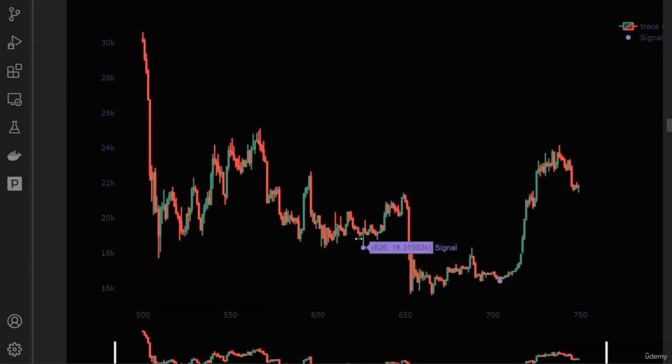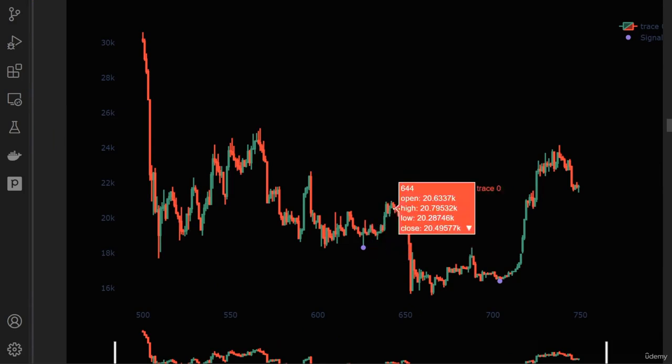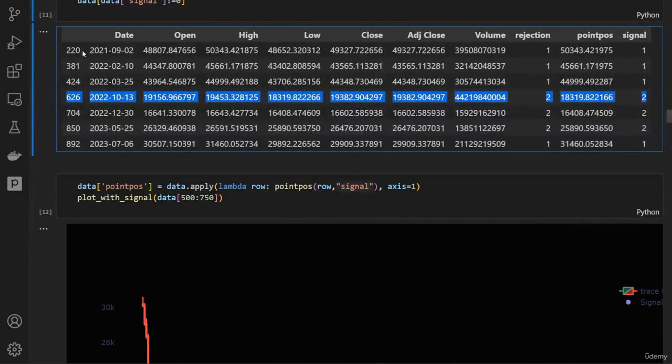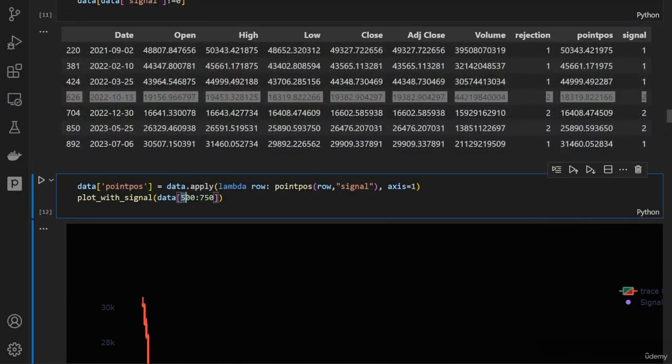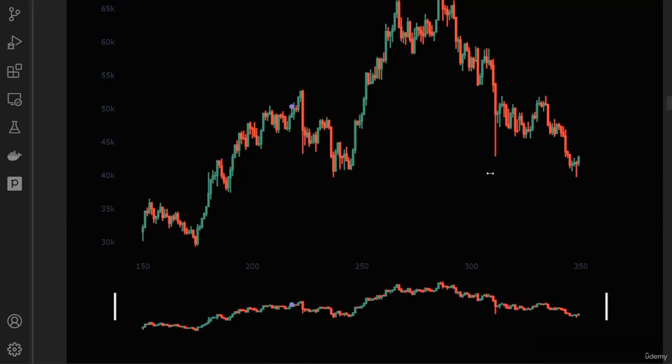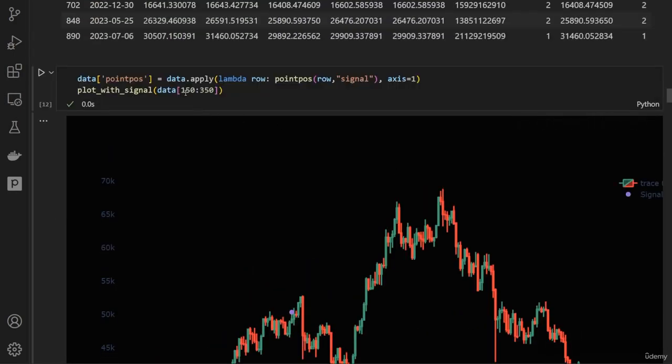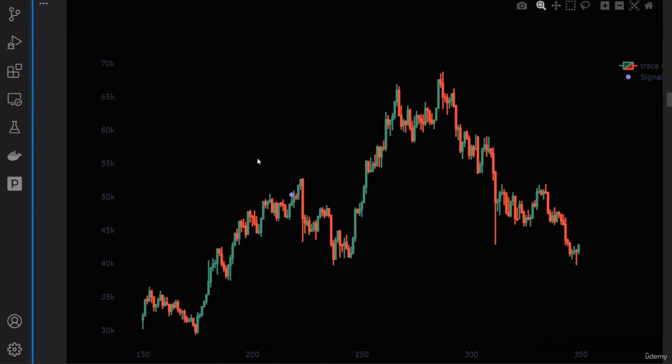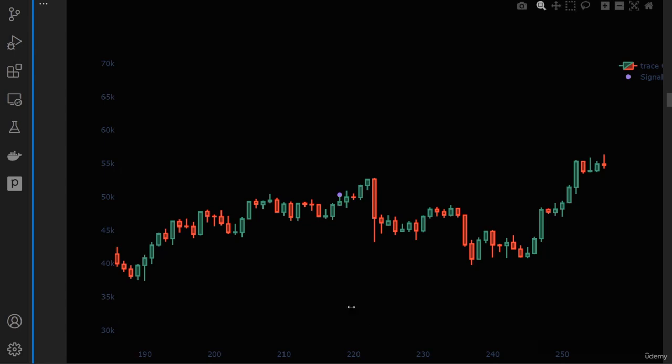It's a bullish signal. And indeed, we have an excellent signal because afterwards, for many days, for 2 or 3 weeks, the price was climbing. Let's check for another one. For example, 220. So we need to slice it. And I took from 150 up to 350, and this is our bearish signal. Let's zoom in just to see a bit clearer.